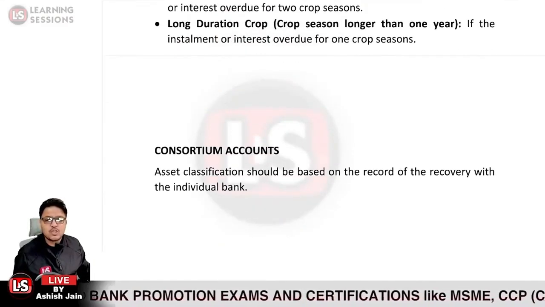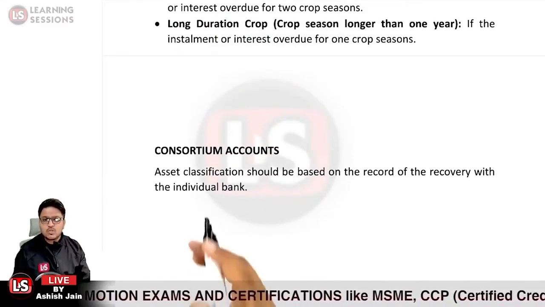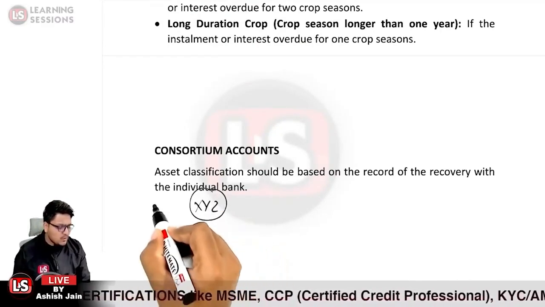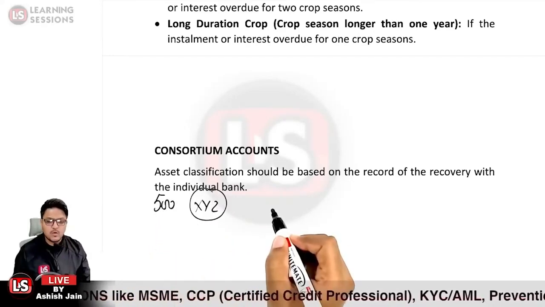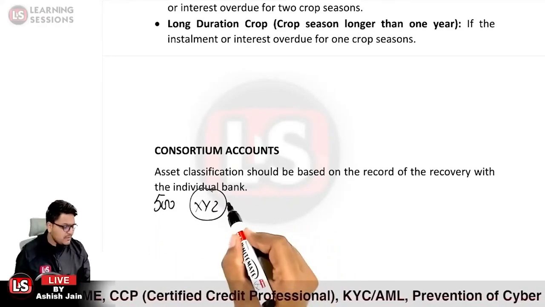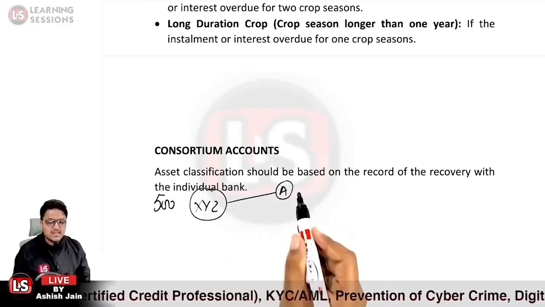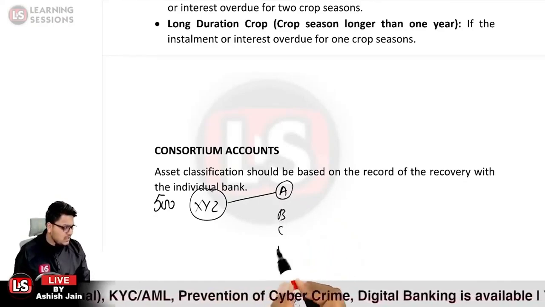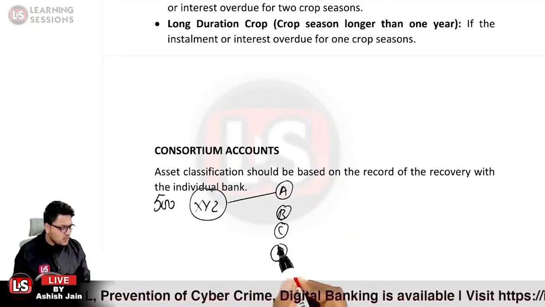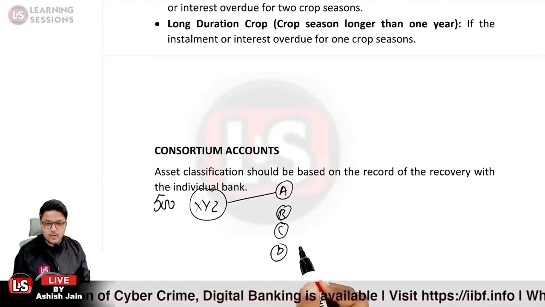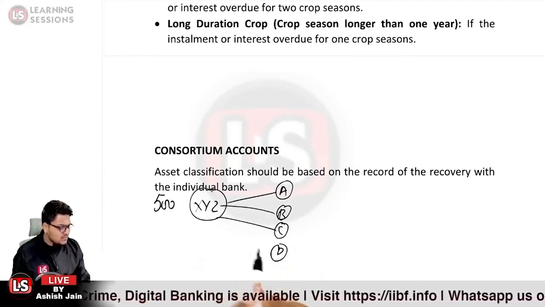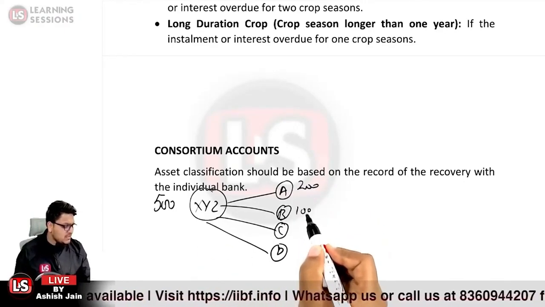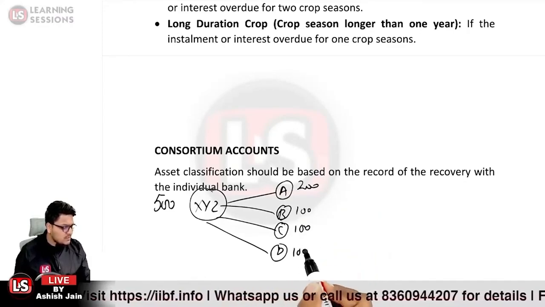Further, it is related to consortium accounts. Now, what is the case related to a consortium account? Let us take the case that XYZ is a corporate, and they require a loan of rupees 500 crore. They went to bank A, but bank A hesitated that they cannot have that much exposure. So banks A, B, C, D, all these 4 banks sanctioned the loan of rupees 500 crore to XYZ. A sanctioned a loan of rupees 200 crore, and B, C, D sanctioned 100 crore each.